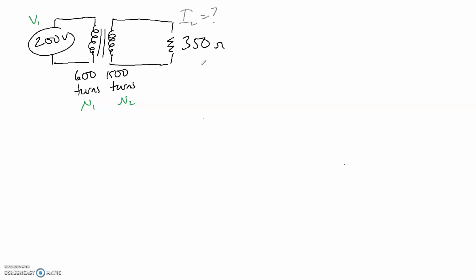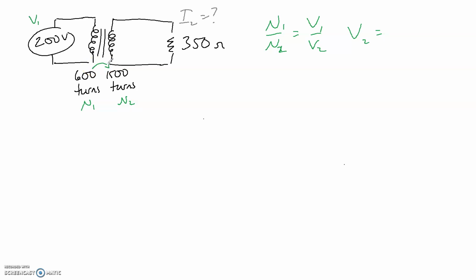All right. Well, really simple. If I just use the ratio type stuff, I use my basic ratios. I know that for a transformer, N1 over N2 is equal to V1 over V2. Well, I have my two N values. I have my first V value. I can easily find the voltage on my second side. Now, this right here, it went from 600 to 1500.